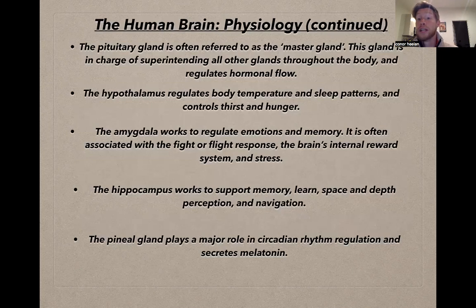So, the human brain physiology continued. The pituitary gland is often referred to as the master gland. This gland is in charge of superintending all other glands throughout the body, and it regulates hormonal flow. The hypothalamus regulates body temperature and sleep patterns and controls thirst and hunger. The amygdala works to regulate emotions and memory. It is often associated with the fight or flight response, the brain's internal reward system, and stress. The hippocampus works to support memory, learning, space, and depth perception and navigation. The pineal gland plays a major role in circadian rhythm regulation and secretes melatonin.